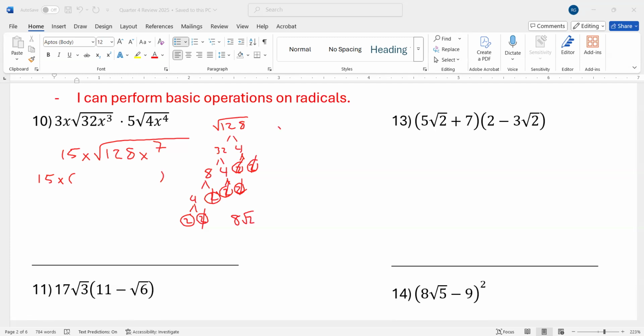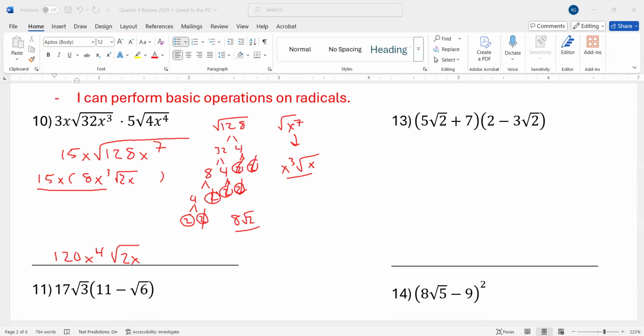All right. And then I've got x to the 7th, which, if I look at shoes, I have 3 pairs with 1 left over. So these 2 get put back in the parentheses over here. So that's 8x to the 3rd radical 2x. Now I can multiply those together. 15 times 8 is 120. X to the 4th, there are 3 x's combined with the one that was already out there, radical 2x.